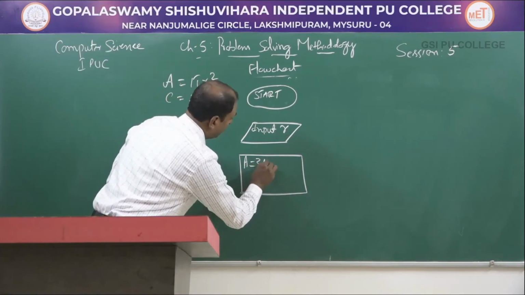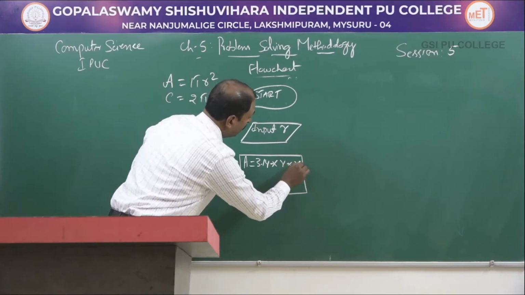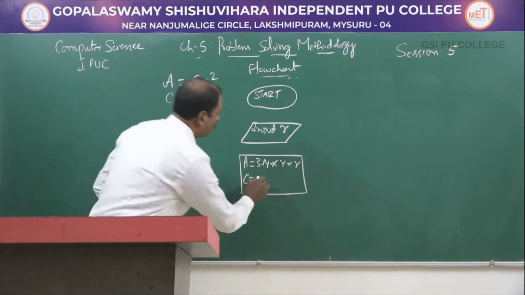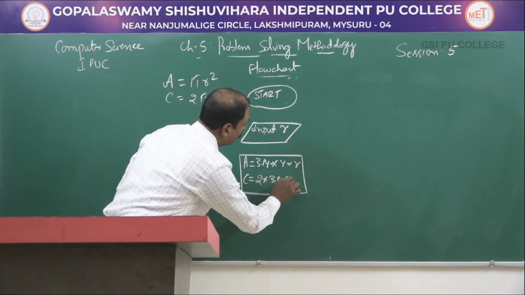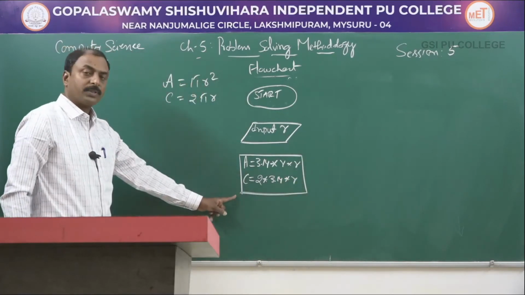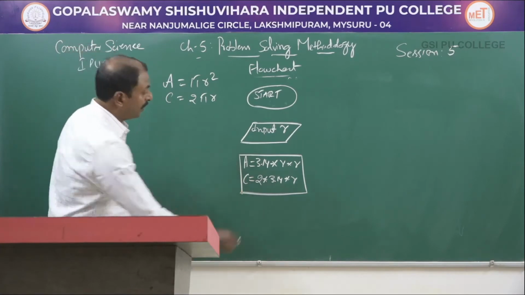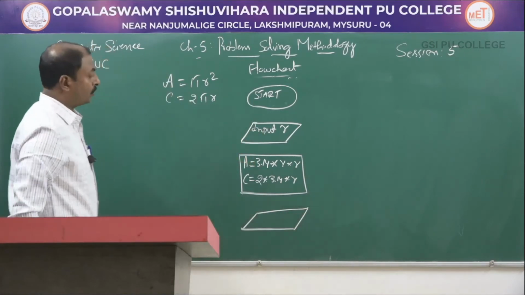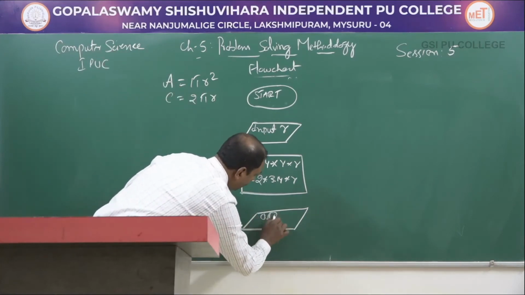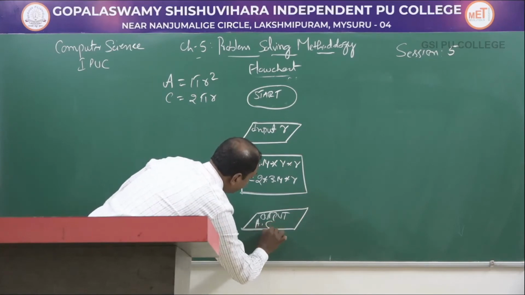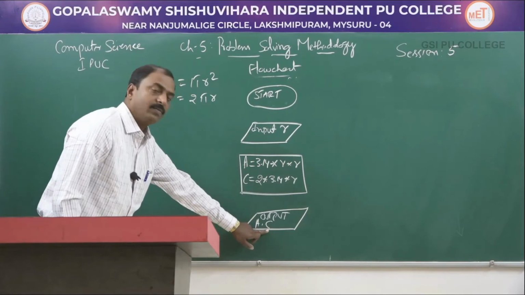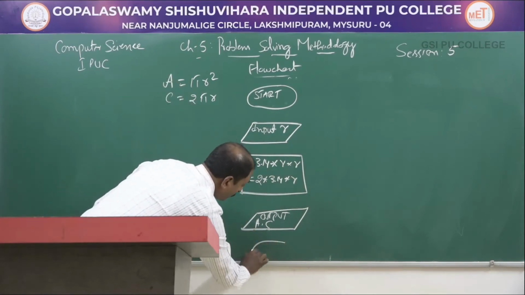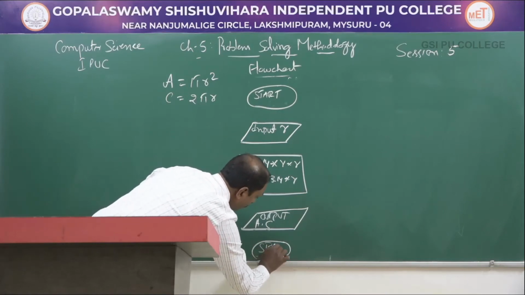A equals pi, 3.14, into r into r. This is one formula. The second formula is the circumference: C equals 2 multiplied by pi, 3.14, into r, the radius. So this is processing. Input, process. The next step is output. Again we use the parallelogram for output. We write output, area and circumference, where A stands for area and C stands for circumference. After printing the result, we close this flowchart with the oval shape, and here we say stop.